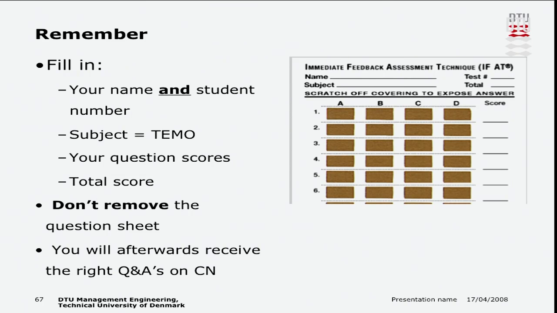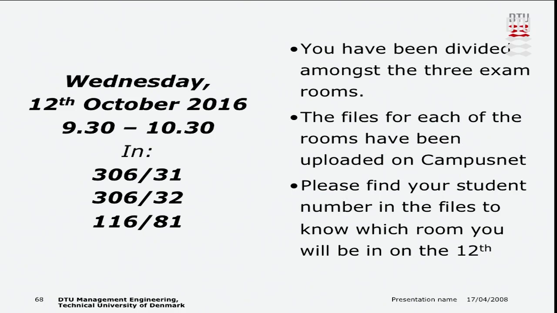Yes. And then we will send out both questions and answers on CampusNet afterwards. So you will be able to see how it should have been if you're wrong. You've been divided in the 3 exam rooms. The files for each room will be uploaded on CampusNet, and you will find your student number in the files.